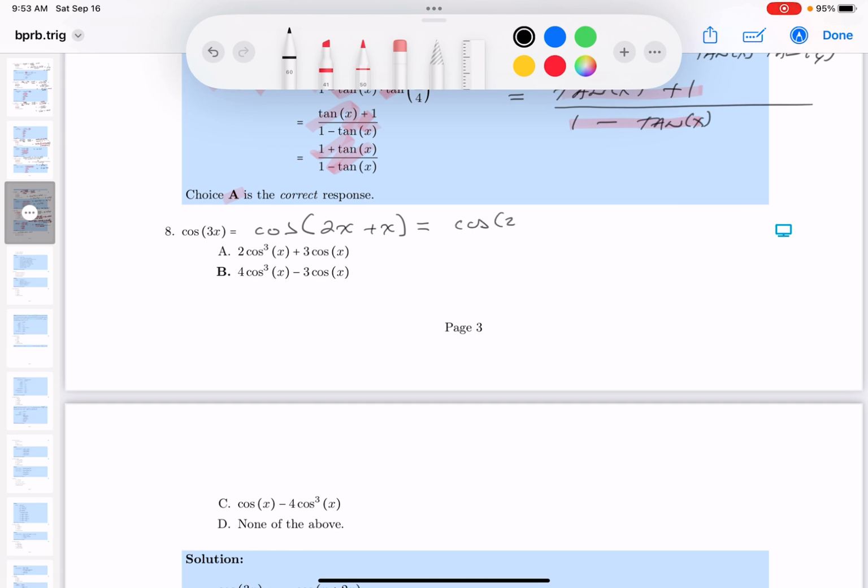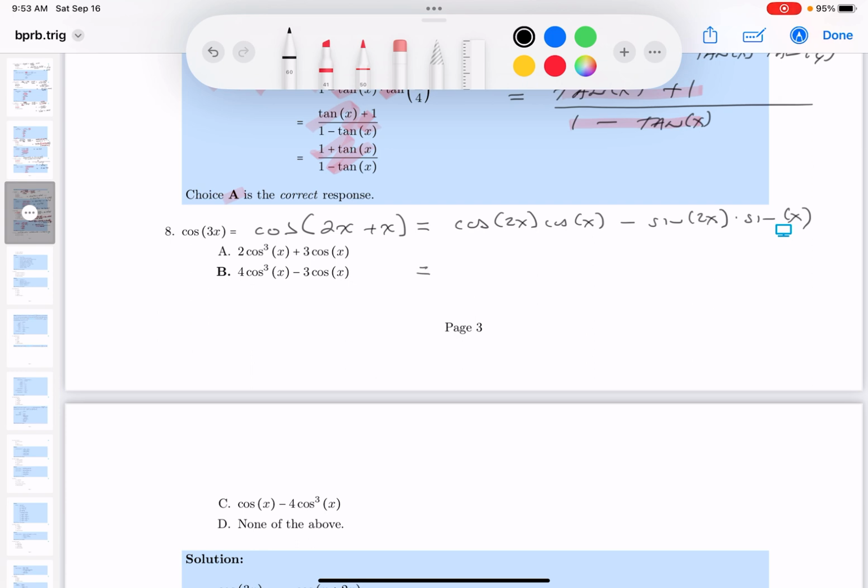Cosine of 2x, cosine of x, and then I get, let's see, minus sine of 2x times the sine of x. Again, you might say, oh, I wonder if that's in the key. That's not in the key. So I've got to keep moving forward.